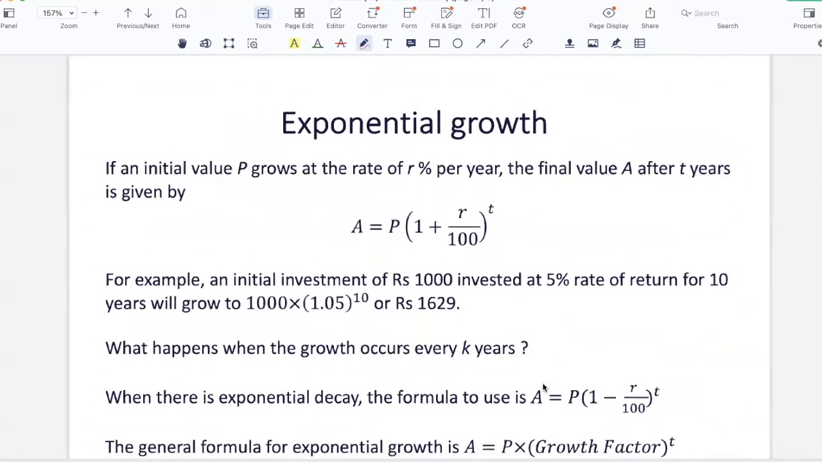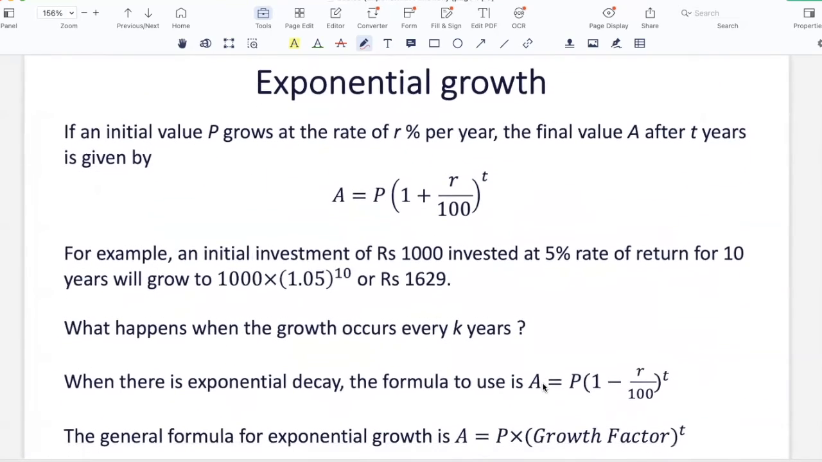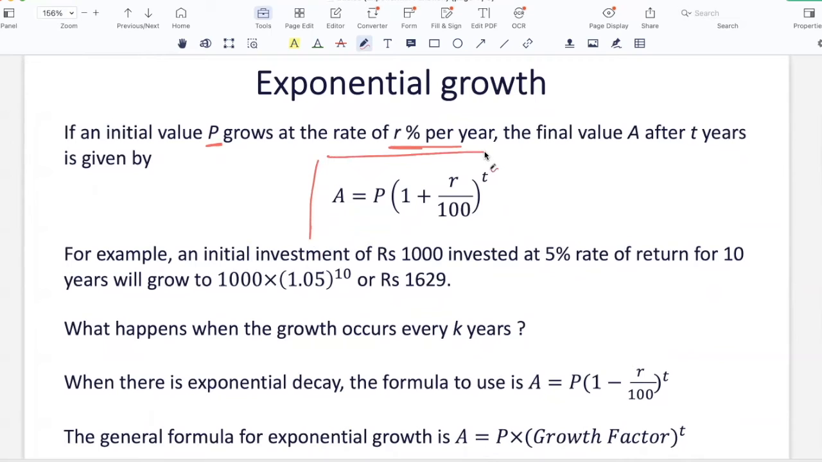Okay, let us also look at the exponential growth formula. This is also known as the compound interest formula. If I have an initial value p that grows at a rate of r% per year, then the final value a after t years is given by p times (1 plus r by 100) whole to the power t.